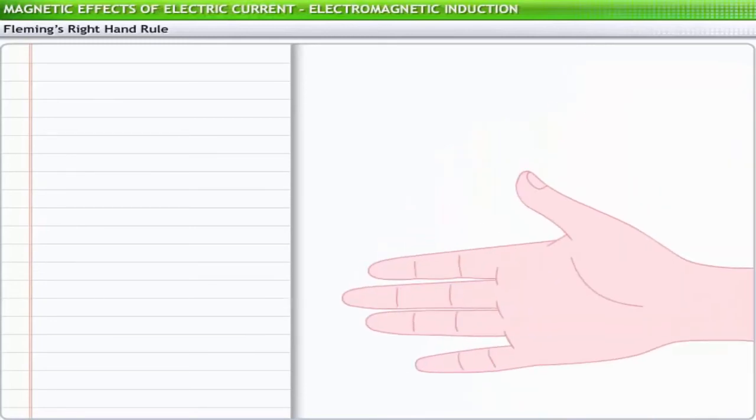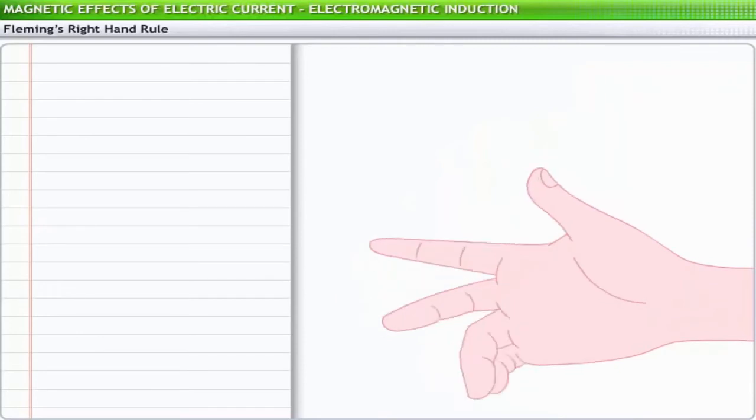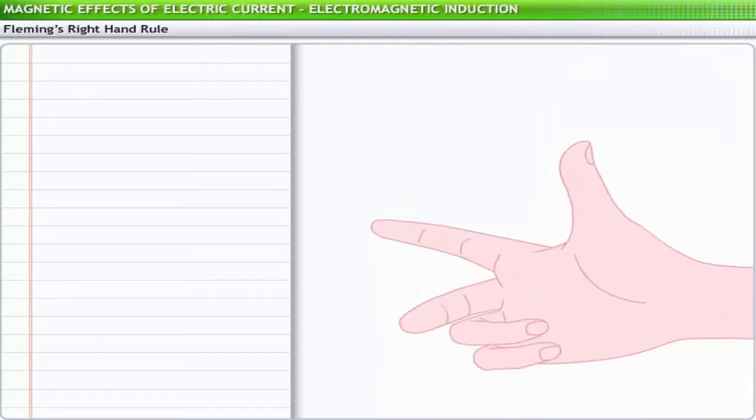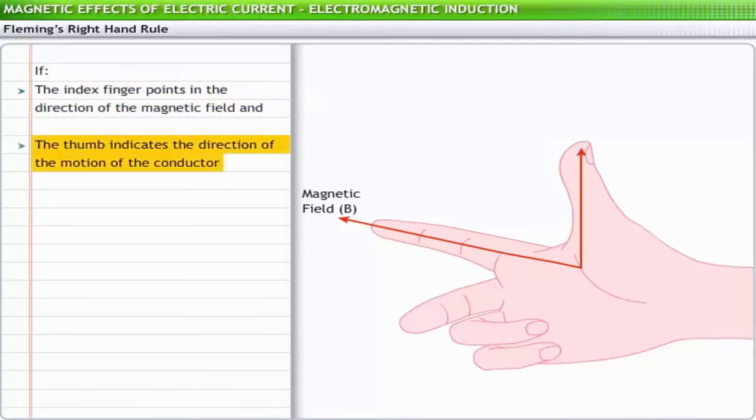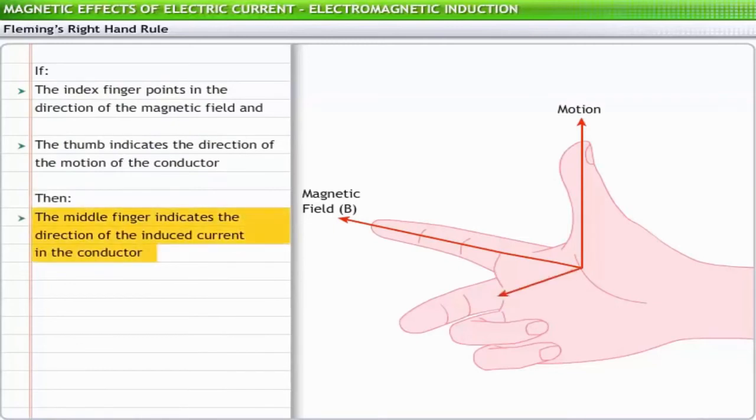To use Fleming's right-hand rule, stretch the thumb, the index finger and the middle finger of your right hand so that they are at right angles to each other as shown. If the index finger points in the direction of the magnetic field and the thumb indicates the direction of the motion of the conductor, then the middle finger indicates the direction of the induced current in the conductor.